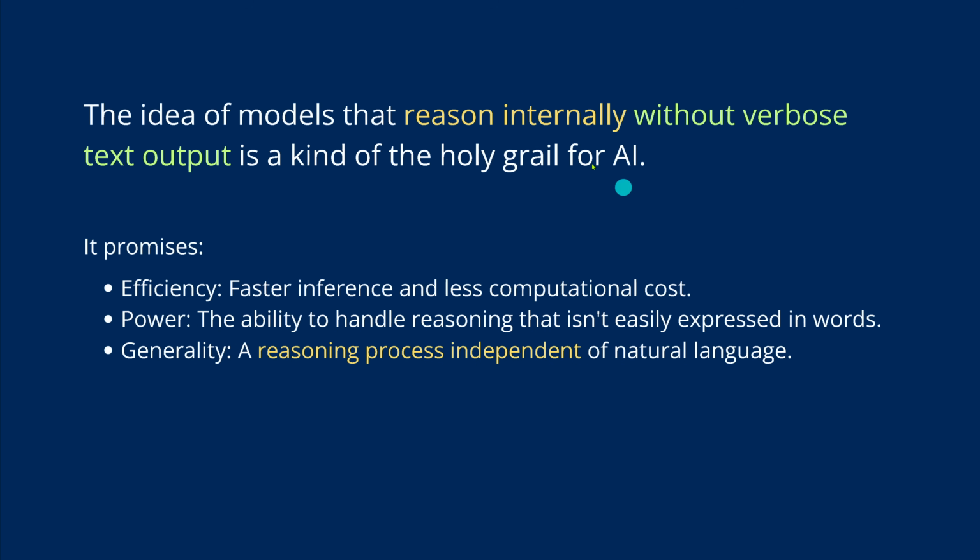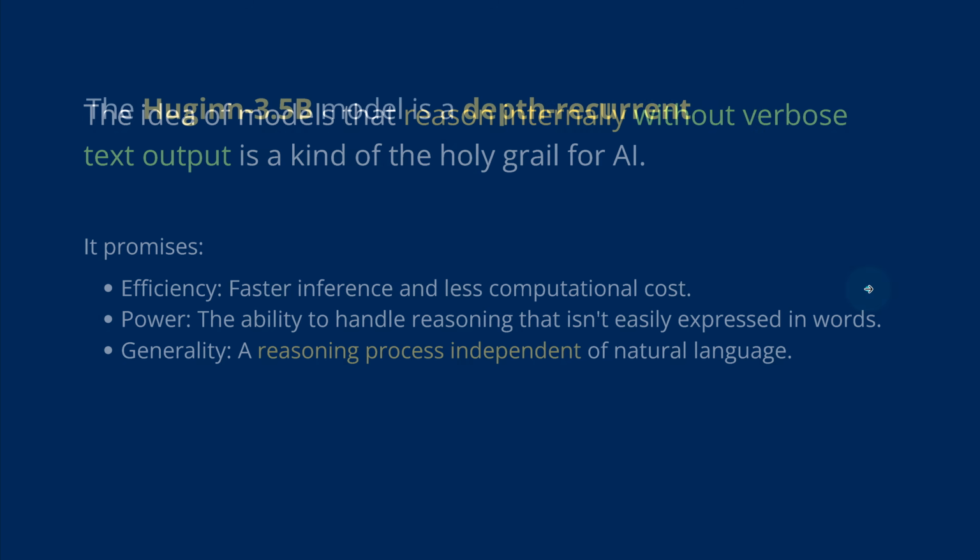And you know what? We can do this internally without any verbose text output. So this is really the internal calculation within the hidden layers of an LLM. And it promises to be faster, more efficient, less computational cost. General, because it doesn't depend if you insert your question in German, in French, in English, whatever language you speak. The reasoning process is now independent of the natural language. It is not that if you ask a question in French, the LLM internally translates to English, reasons in English, and then translates back to French. This is all done internally in a vector space.